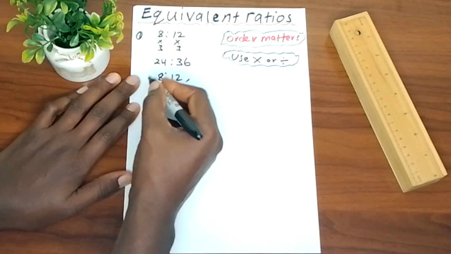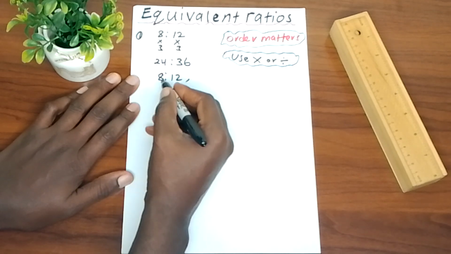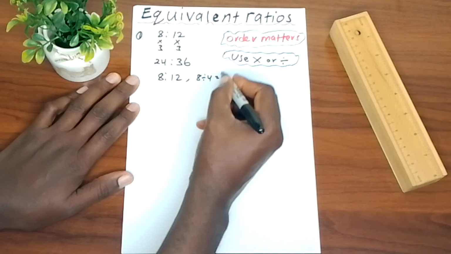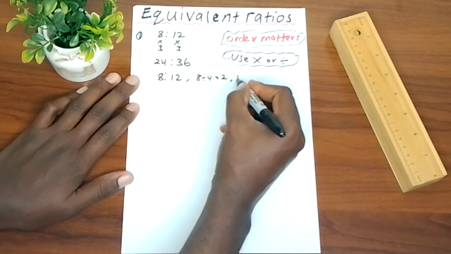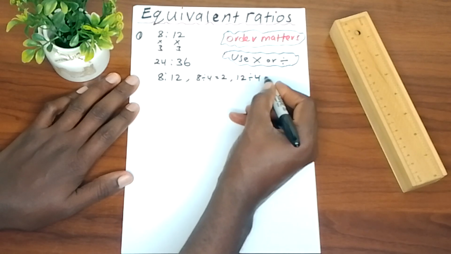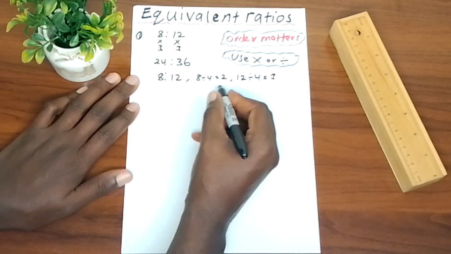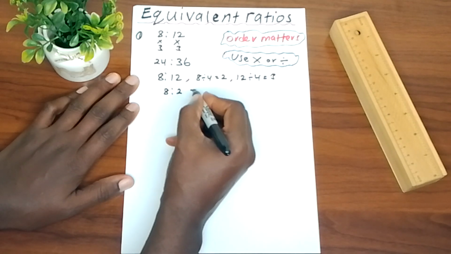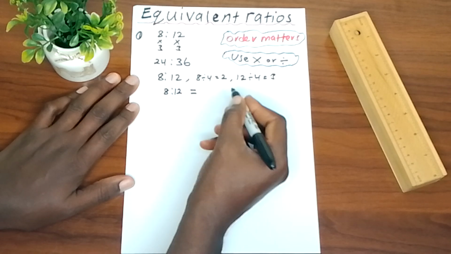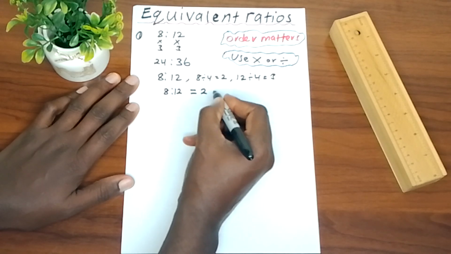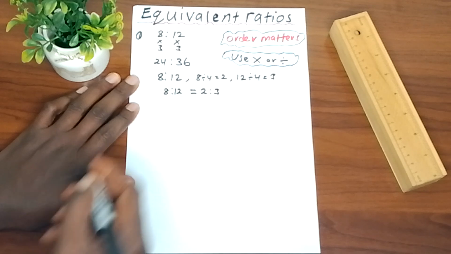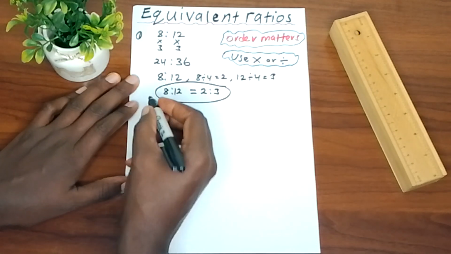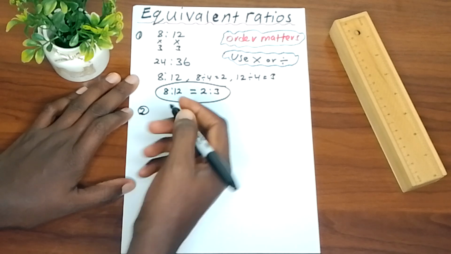So this is 8 to 12. If we divide 8 by 4, we will get 2. And then 12 divided by 4, we'll get 3. So this means that 8 to 12 is equivalent to 2 to 3. These are now equivalent ratios. So let's take another example.